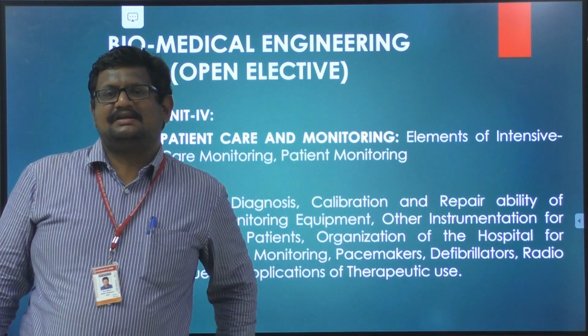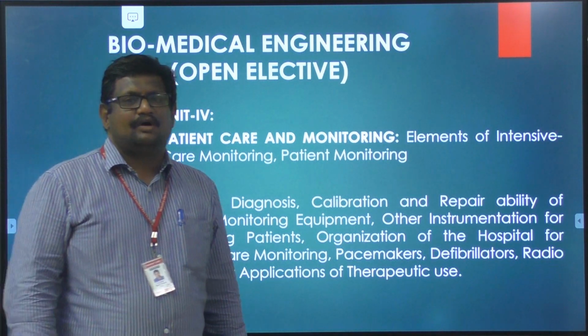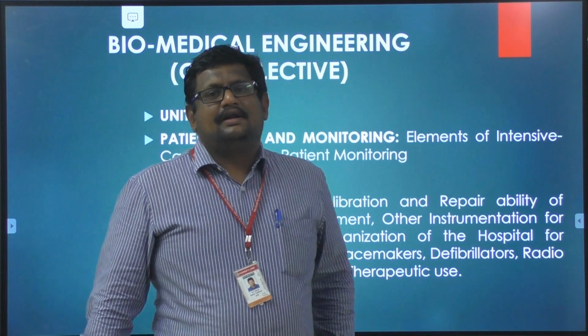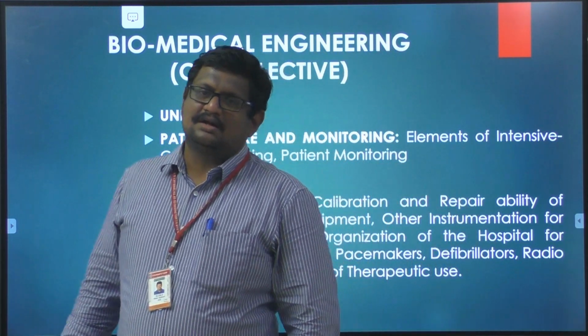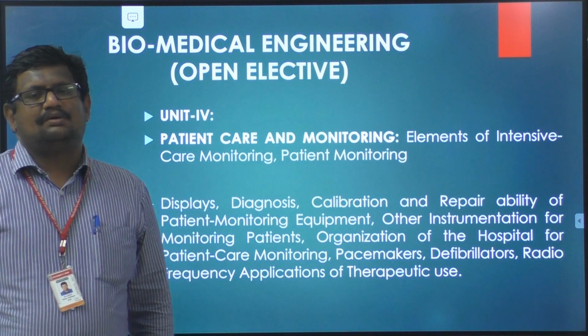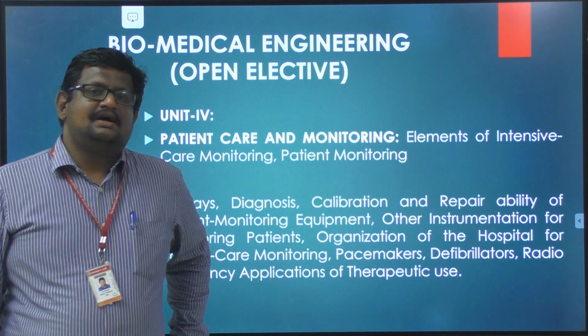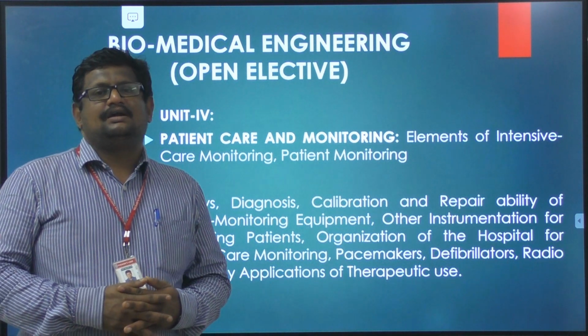In unit 1 we saw the introduction and the origin of biomedical engineering, where we studied the origin of biopotentials and all. And in unit 2 we studied the electrodes and transducers: what are the different electrodes used to pick up the different biological activities from the human body, and also the transducers. Different pressure transducers, flow transducers and all we studied in unit 2.